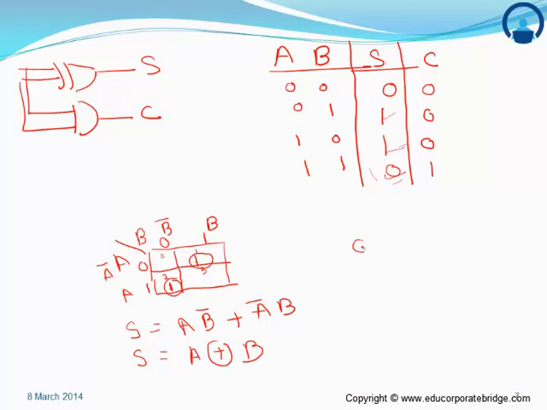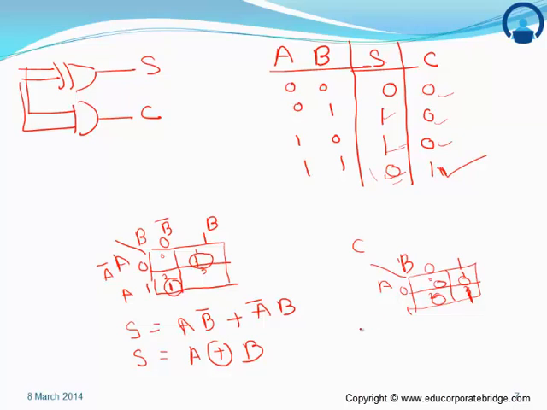Similarly for carry, we can see carry is low for 0, 1, 2 and high only for 3. So we can take the K-map as A B, 0 1, 0 1. That is, this will be 0 1 2 3. The output is low for 0, the output is low for 1, the output is low for 2, output is high for third.